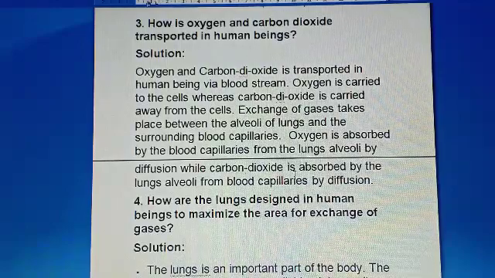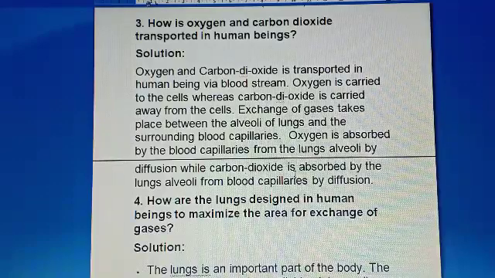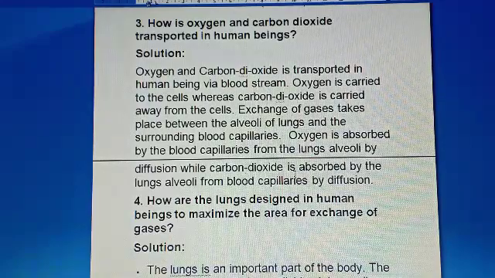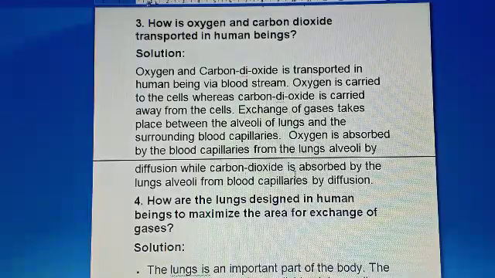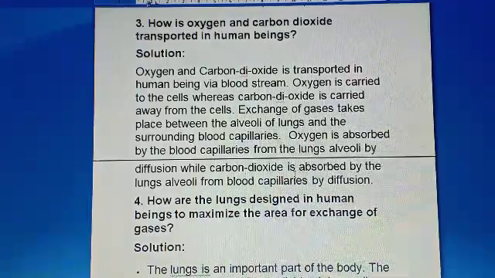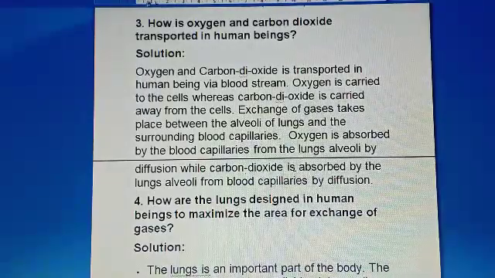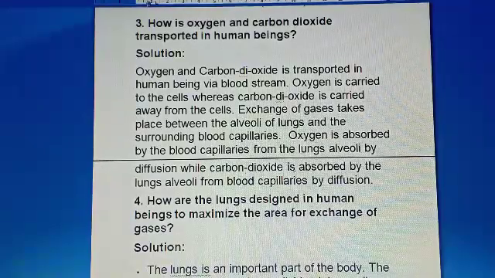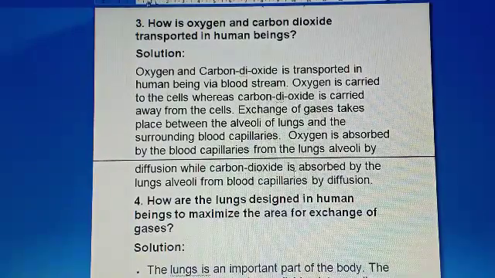The exchange of the gases takes place between the alveoli of the lungs and the surrounding blood capillaries. As we see, the end parts of the lungs are sac-like structures called the alveoli, and these alveoli are surrounded by many blood capillaries, and these blood capillaries help exchange the O2 and the CO2. Oxygen is absorbed by the blood capillaries from the lungs.